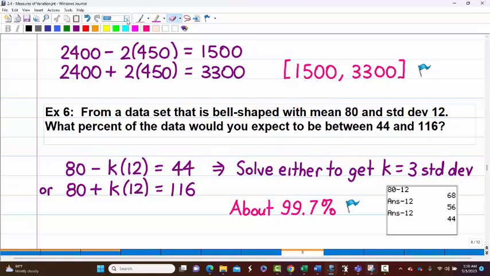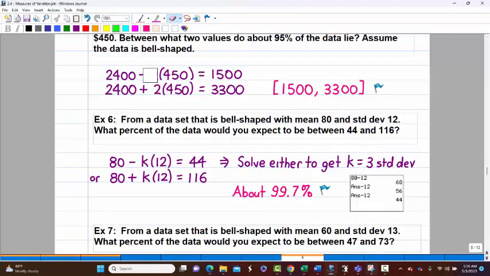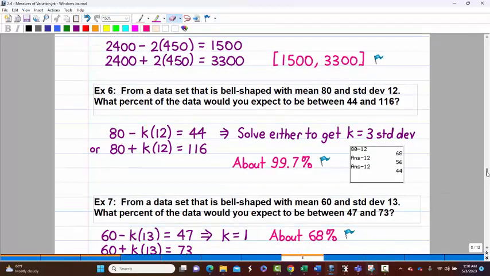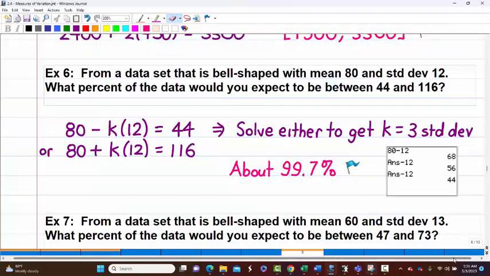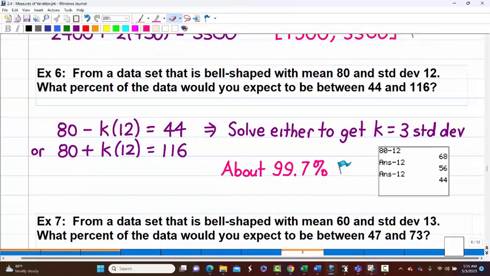There's 2 ways you can do this. I just wrote a little equation where K represents a number of standard deviations. Whether you solve minus to get the lower or plus to get the upper, or you could solve it algebraically and you'll get 3. But here's another way to do it. And you can do either subtract or add. We know it's going to be 1, 2, or 3 for the empirical rule. So I chose to subtract. I could have chosen to add.